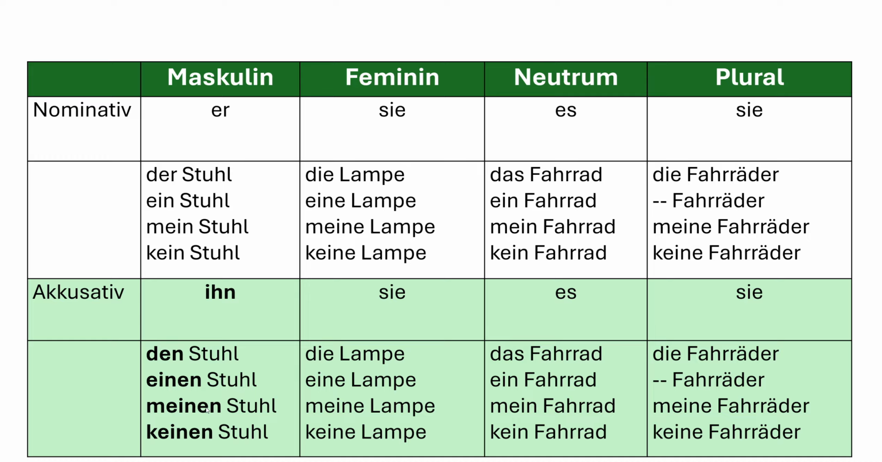And of course, where there's changes from the nominative to the accusative, there's going to be a change at the end of this thing. So einen Stuhl. Ich habe einen Stuhl. Siehst du meinen Stuhl? Do you see my chair? Siehst du meinen Stuhl? Okay.